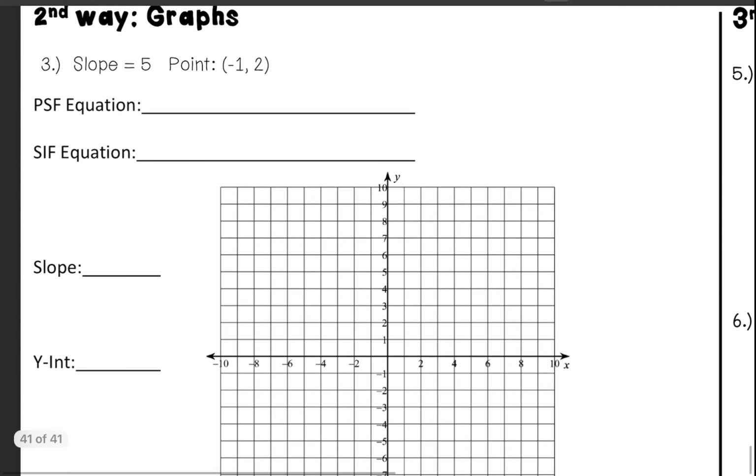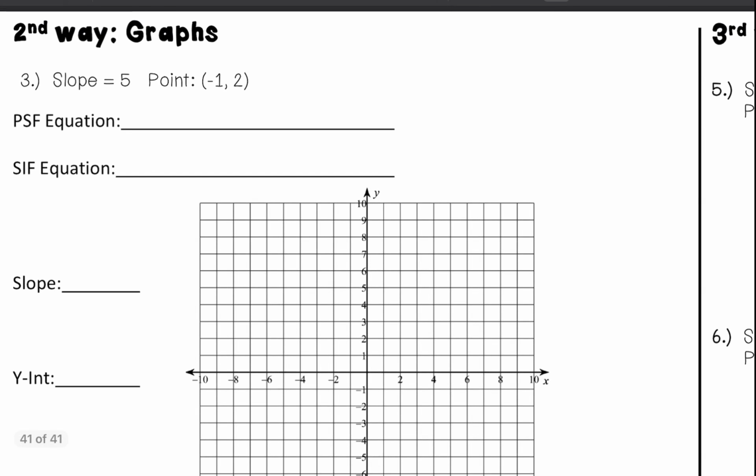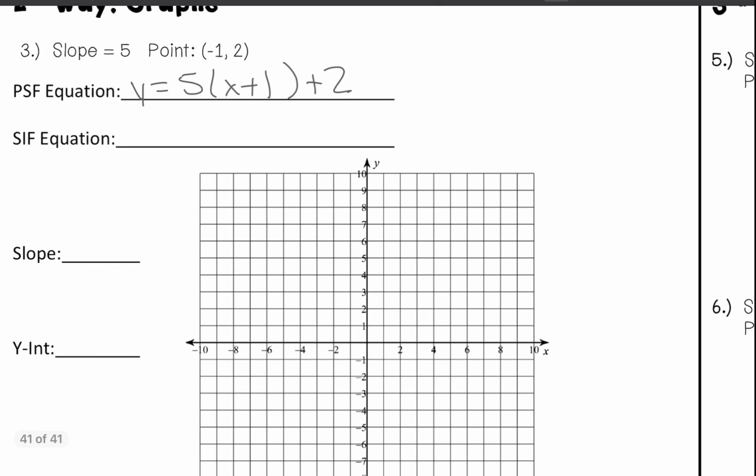Looking at the next one, we're going to graph, right? So again, we're trying to figure out our y-intercept. So first, let's write our point slope form. Very good. Then what we're going to do is we're going to plot this point first. So when I do that, starting from my origin, if my x is a -1, I go to the left 1. If my y is 2, I go up 2. So I'm going to plot that first point.